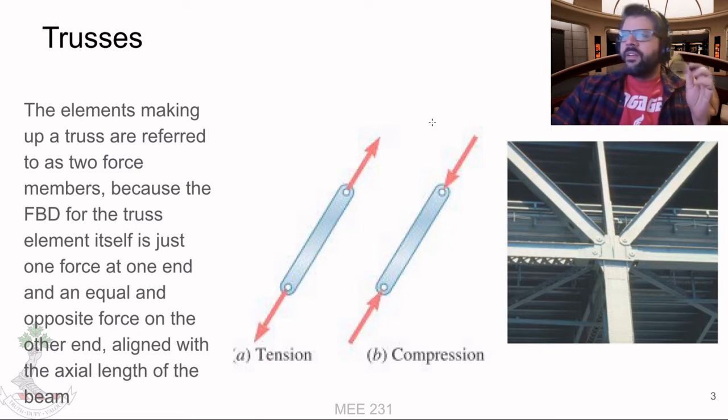The elements that make them up, we call them two-force members. Again, because the free body diagram, if we're looking at just that member, is just those two forces on either end. It is either in tension or it is in compression, and then it is connected to some sort of joint, and then those forces are transferred accordingly.